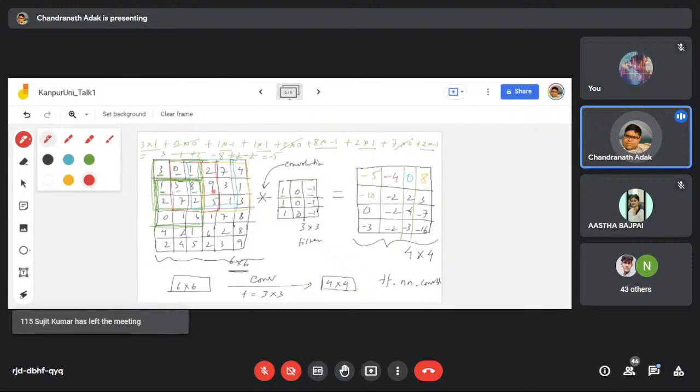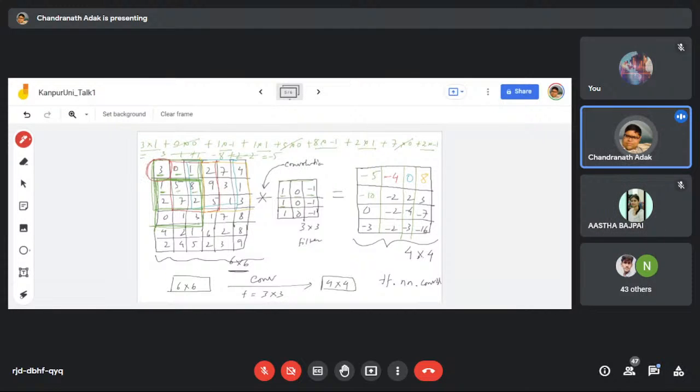So, can anyone tell me, this position I am circling, this 3. After using this convolution operation, this top left position, how many times is it contributing? Let me clarify. Look at this 3 and this 5. This top left one, how many times is it contributing?